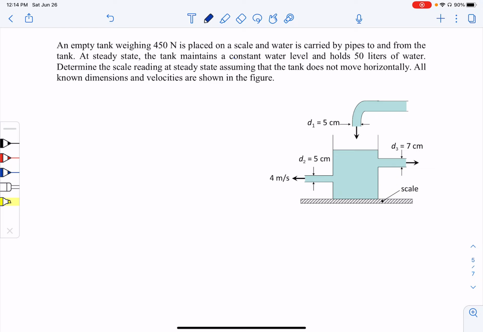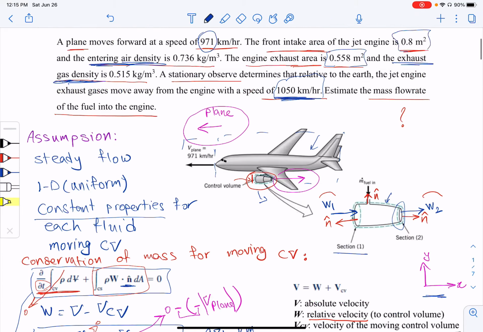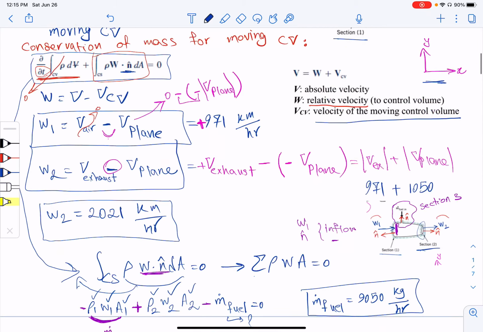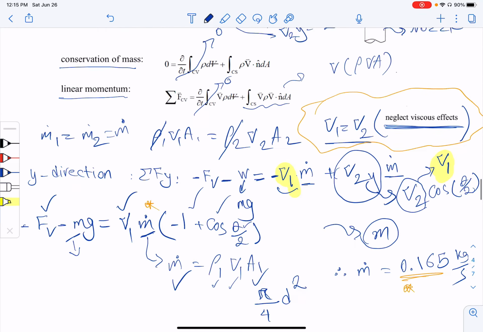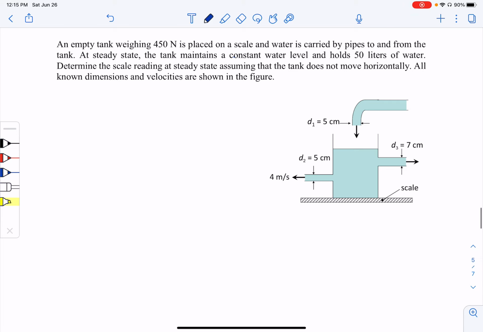So for reviewing chapter 5 and 7, I'm going to solve some questions on chapter 5, which is at the end of exercise 5. These are on mass, conservation of mass, momentum, and energy. So let's first start this question.